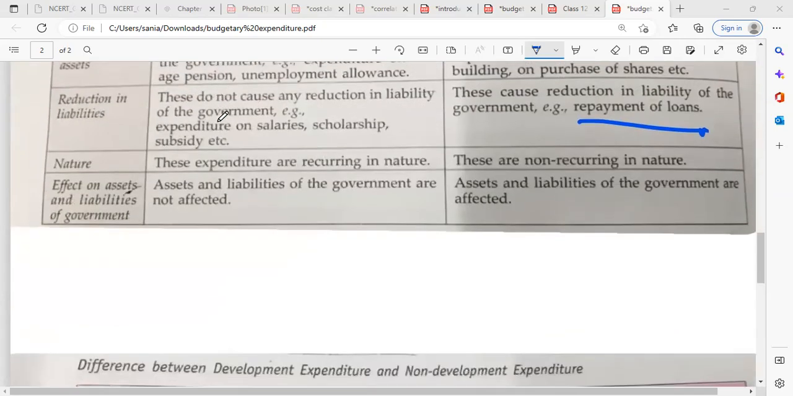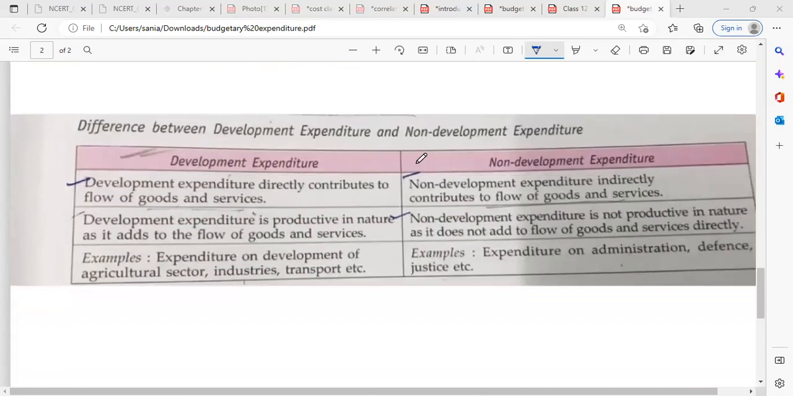Okay. Now coming to the next one, development expenditure and non-development expenditure. Development expenditure directly contributes to the flow of goods, and non-development expenditure indirectly contributes to the flow of goods and services. Here, development expenditure is productive in nature. It adds to the flow of goods and services. Non-development expenditure is not productive in nature.